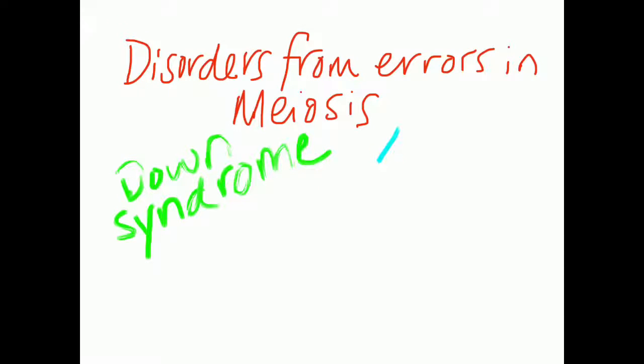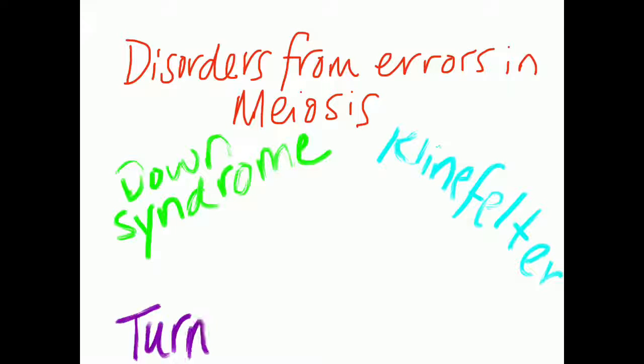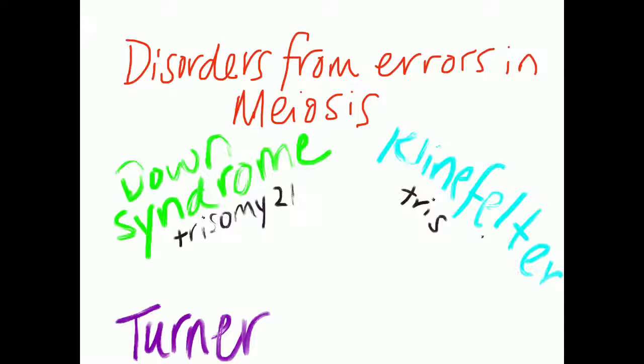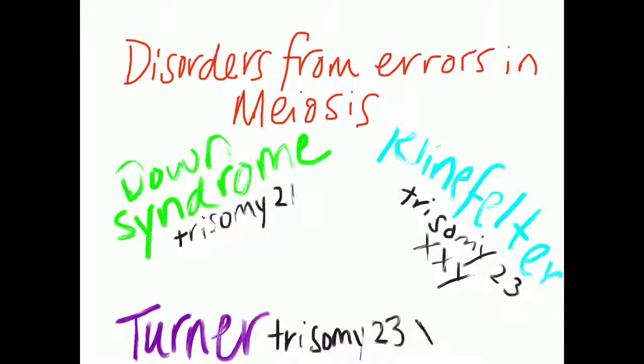Another would be Klinefelter syndrome, in which a male has an extra X chromosome, and you would display the male phenotype but have secondary sex characteristics of females. There's also Turner syndrome, in which a female only has 1 X chromosome, in which female development is altered, and it may lead to things such as infertility. All of these disorders are because of non-disjunction.